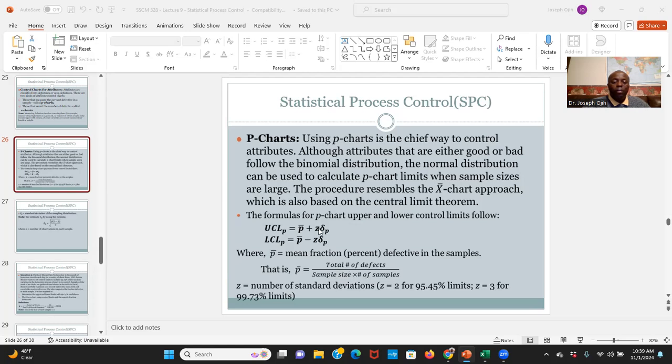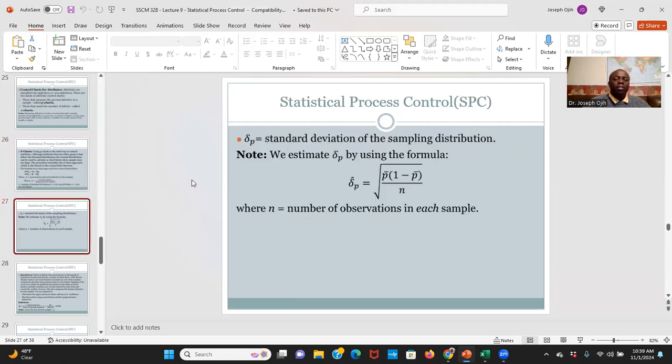Now, this value Z represents the number of standard deviations. We use 2 for Z when we are talking about the 95.45% limit, and we use 3 for Z when we are looking at the 99.73% limit. Of course, we know that sigma P is the standard deviation. To find the standard deviation of the sampling distribution, we use this formula: sigma P equals the square root of P bar times 1 minus P bar over n, where n is the number of observations in each sample.